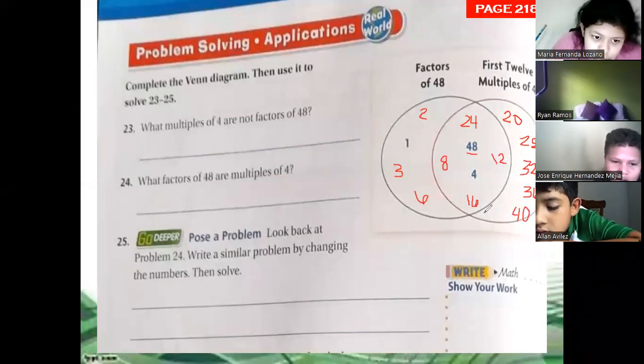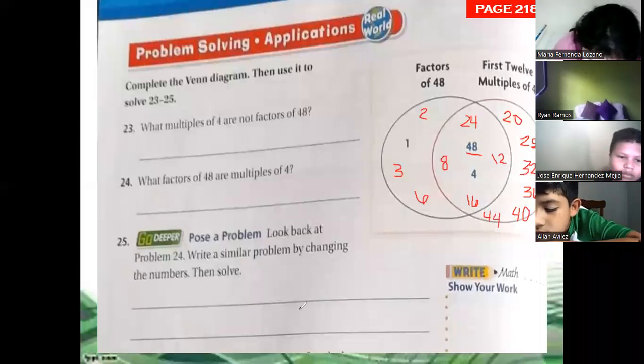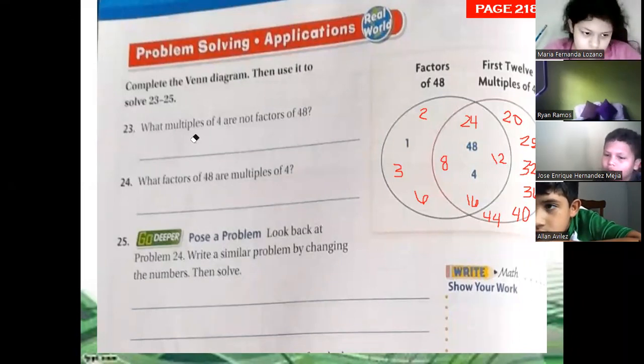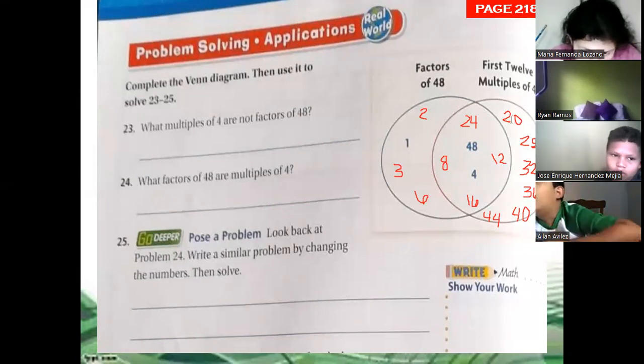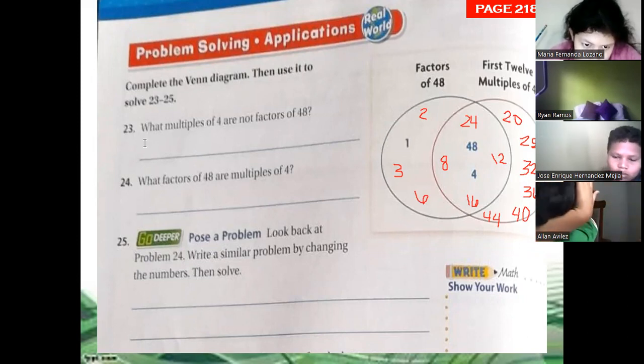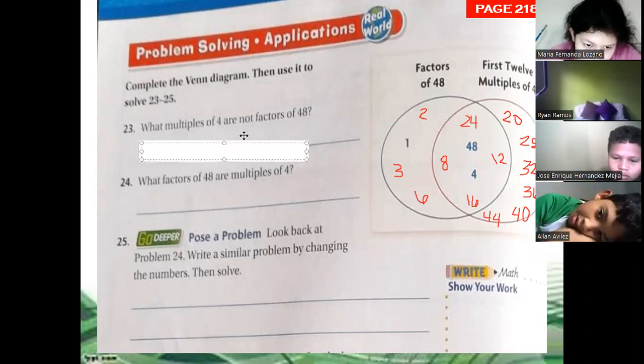4 times 10 is 40, 4 times 11 is 44, and 4 times 12 is 48. Those are the numbers you have to write inside in this Venn diagram. Now let's answer this question. What multiples of 4 are not factors of 48? Remember the multiples are here, are not factors, and the factors are here of 48. So we have to write the numbers.